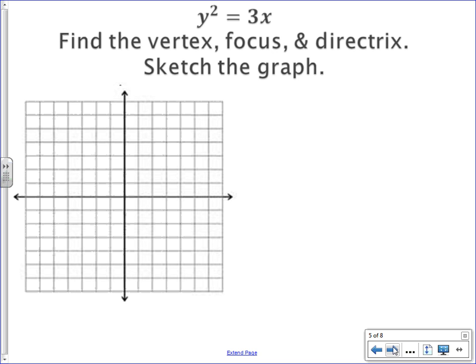It is. But Mrs. Homan, there's no y minus a number, x minus a number. That's because our vertex is where? Here our vertex is at 0, 0. In what direction is this parabola opening?